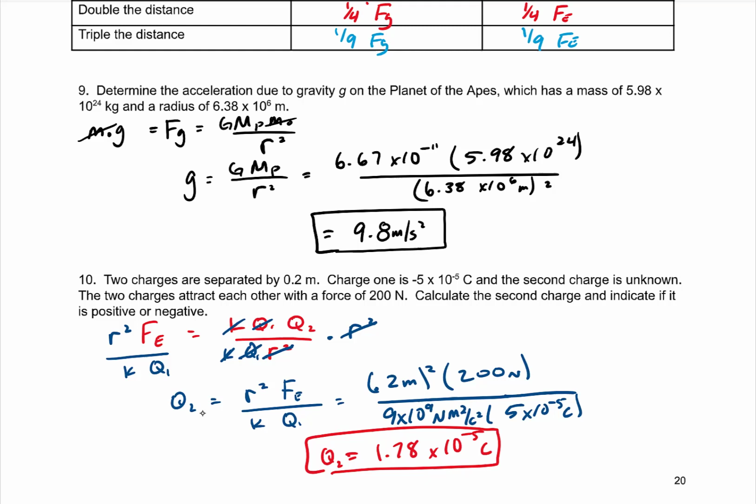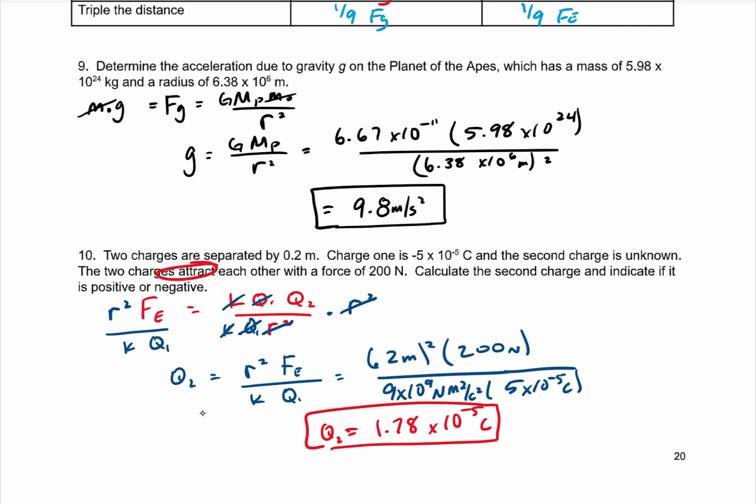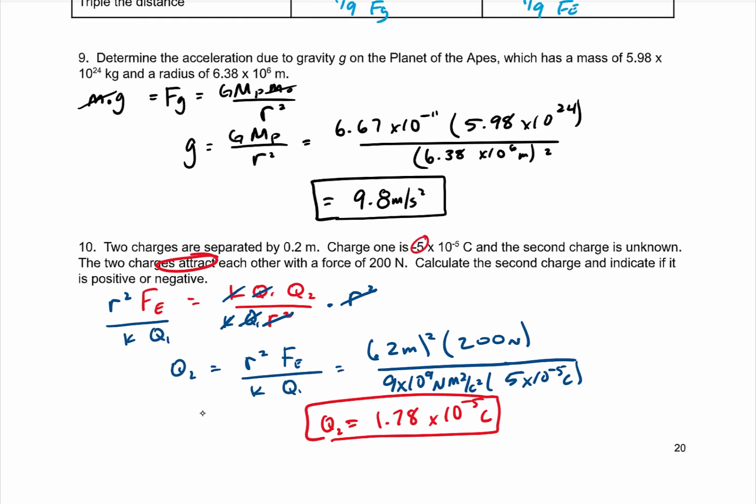That's the size of the charge, but if I want to know if it's positive or negative, we need to look at what's going on. They attract each other. Opposites attract. Charge 1 is negative, so charge 2 must be positive because those opposite charges attract each other.